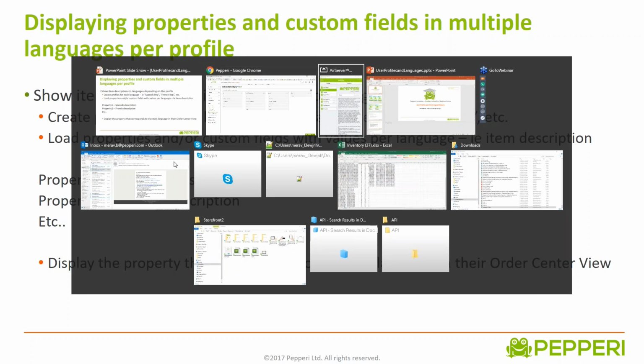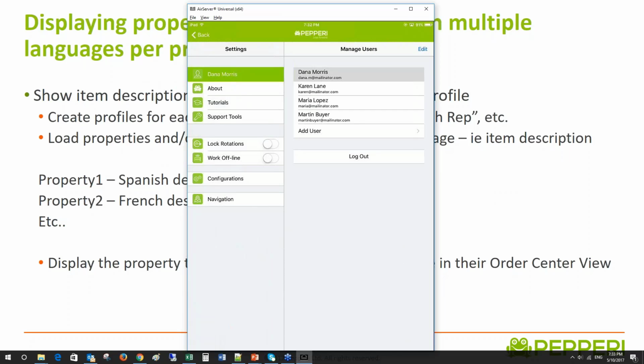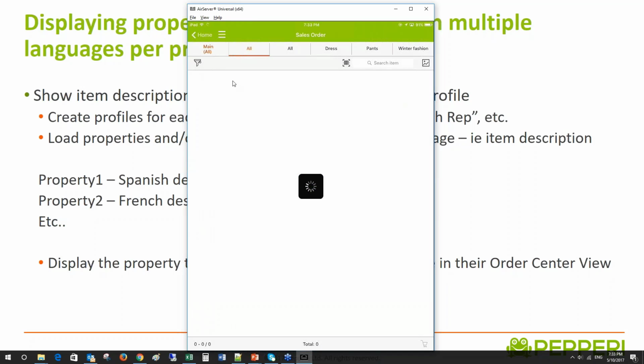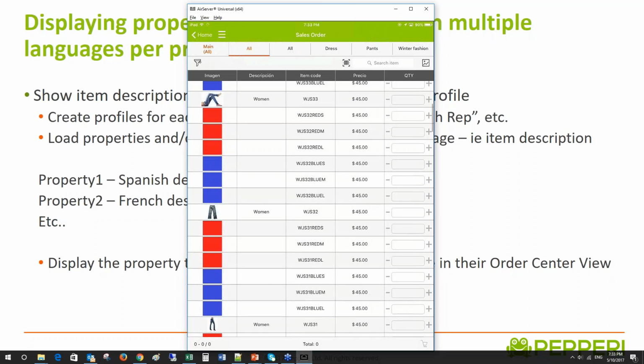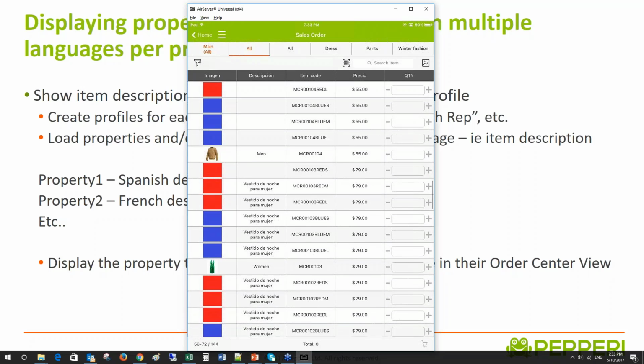Let me show you how it looks first on my iPad. I'm going to switch user to the Spanish rep, and then I'll show you how it's configured. So here I have a Spanish rep, Maria. And what I did is I loaded multiple values for the item description, and one of those values is in Spanish. And I added that value to the grid view. I didn't translate every single item description.